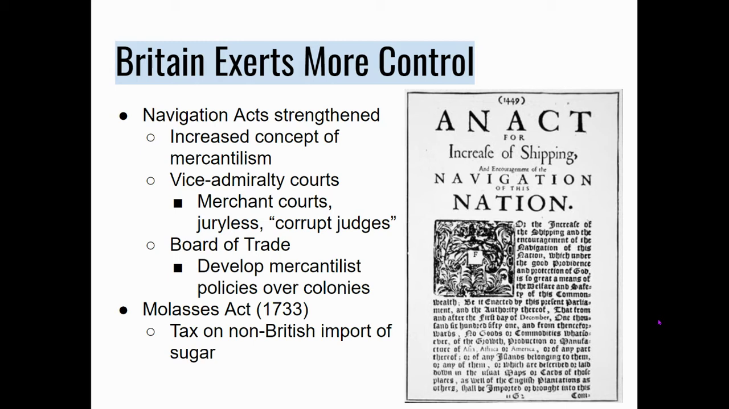In 1733, well before we even get to the French and Indian War, they passed the Molasses Act, which was a tax on non-British import of sugar. So if you imported sugar from Britain, you were fine. You had to pay extra money if it was coming from another country. It was done to limit the trade between non-British countries and the colonies. They wanted them strictly to trade with the British because that would help with mercantilism.